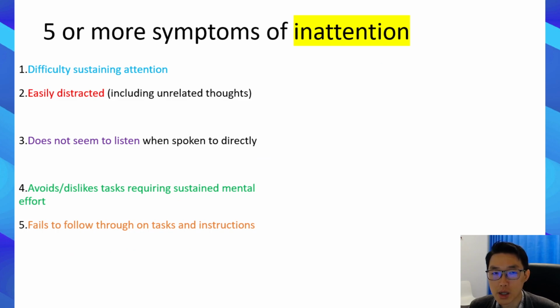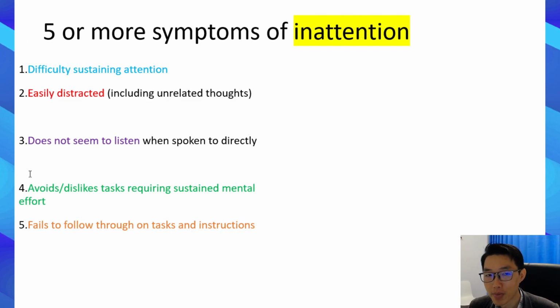We will now go into more details about the symptoms of inattention. There are 9 of them. We only need 5 or more. The first one is very obvious. The patient has difficulty in sustaining attention, therefore the word inattention. Number 2 is easy distractibility. I think they are quite related if you think about it. You cannot pay attention, therefore you're easily distracted. And number 3, the person doesn't seem to be listening when spoken to directly. This is obviously related to difficulty paying attention too. So they are all related.